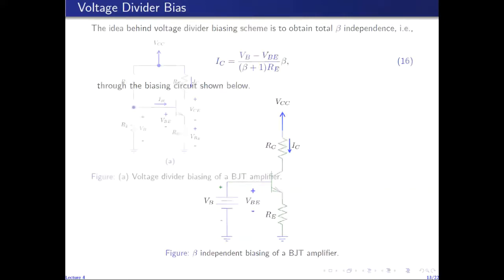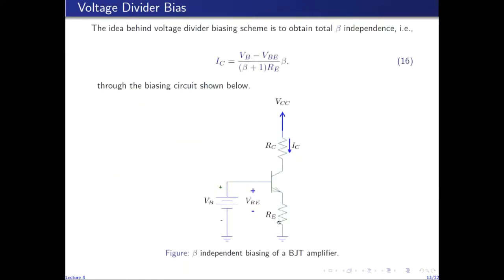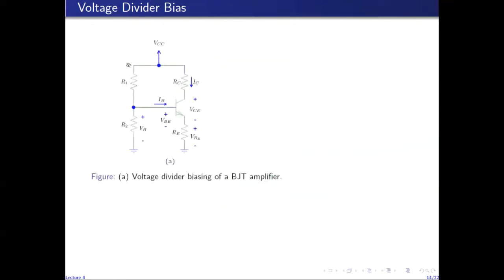So the exact physical circuit for the voltage divider bias is given by this diagram. So this is the circuit that we would want to achieve. This is the biasing circuit that we would want to get in order to obtain a beta independent bias point. And this is what we design. This is what we use to bias the BJT with IC and VCE.